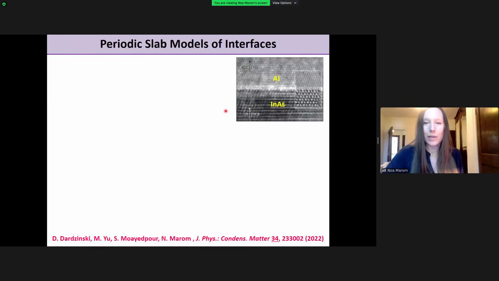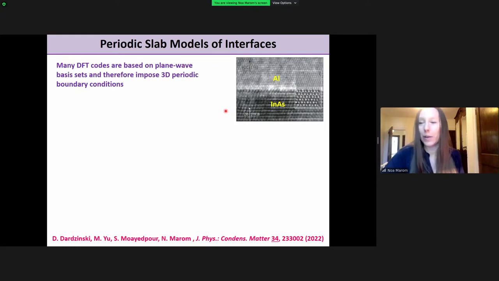So that brings me to the next point, which is in order to solve the Kohn-Sham equation, you have to discretize it in a basis. And a lot of DFT codes use a plane wave basis set, which is a very convenient choice for periodic solids.